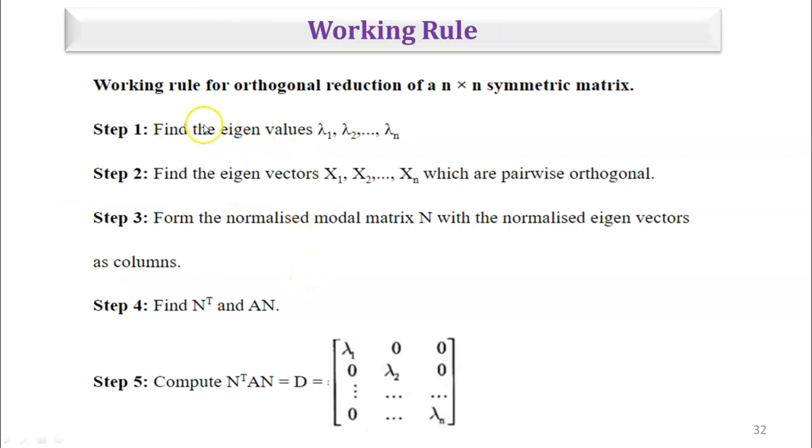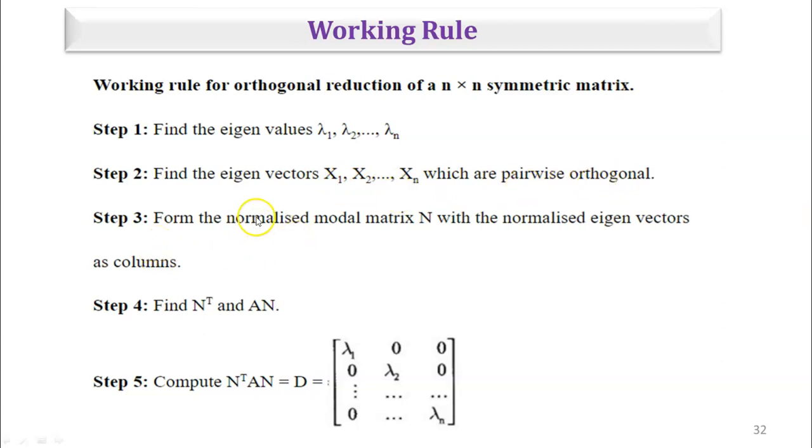Working rule: for the given matrix A, first we need to find eigenvalues. If it is a 3 by 3 matrix, we can get lambda 1, lambda 2 and lambda 3. It is step 1. Step 2, corresponding to each and every eigenvalue, find eigenvectors. Then we need to verify that the eigenvectors are pairwise orthogonal.